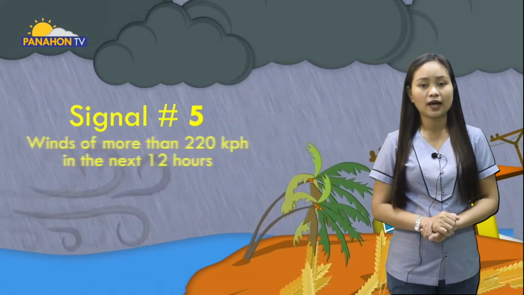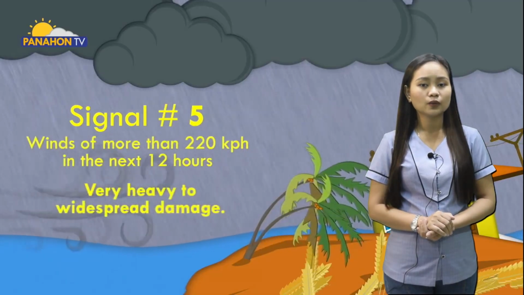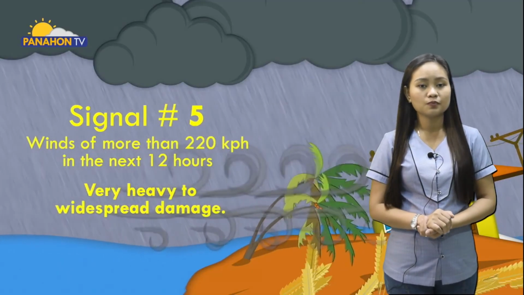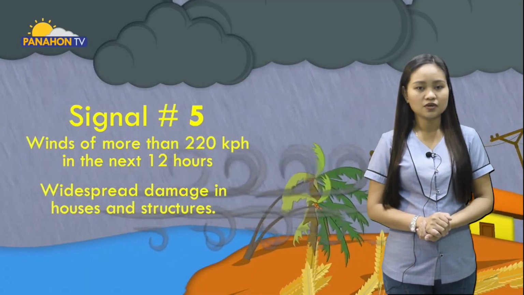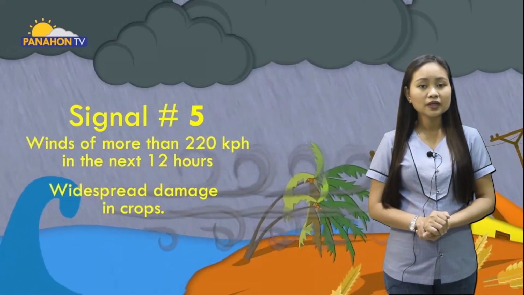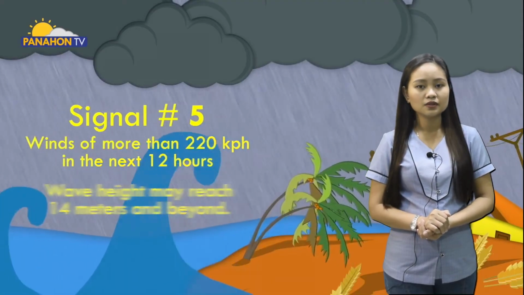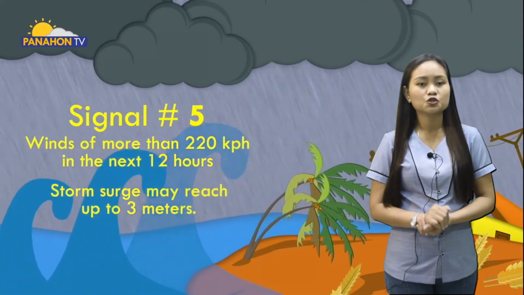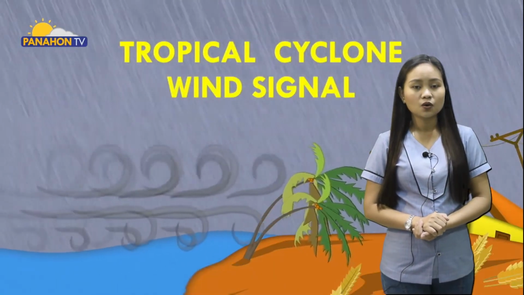Public storm warning signal number 5. A super typhoon will affect the locality. Winds moving at a speed of 220 kilometers per hour or above may be expected in at least 12 hours. Very heavy to widespread damage may occur. Complete roof failure on many residences and industrial buildings may happen. Most plants and tall trees may be broken, uprooted, or defoliated.